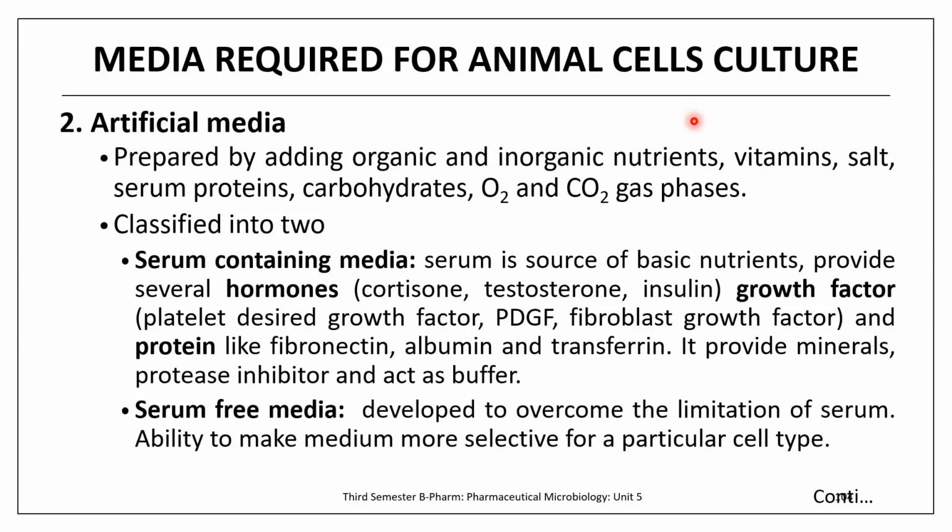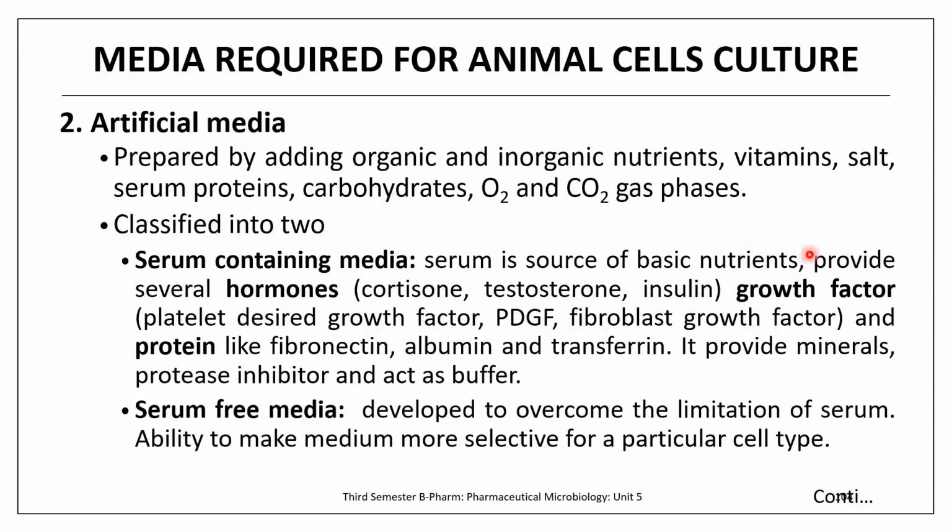Now coming to the artificial media, in artificial media, along with the natural source, we have to add some kind of organic or inorganic nutrients, vitamins, salt, serum protein, carbohydrate, oxygen, carbon dioxide, gases phase. So these are the different artificially added materials. Okay, so that will not be there in the natural media containing blood and other serum. So we have to add some kinds of hormones like cortisone, testosterone, or insulin.